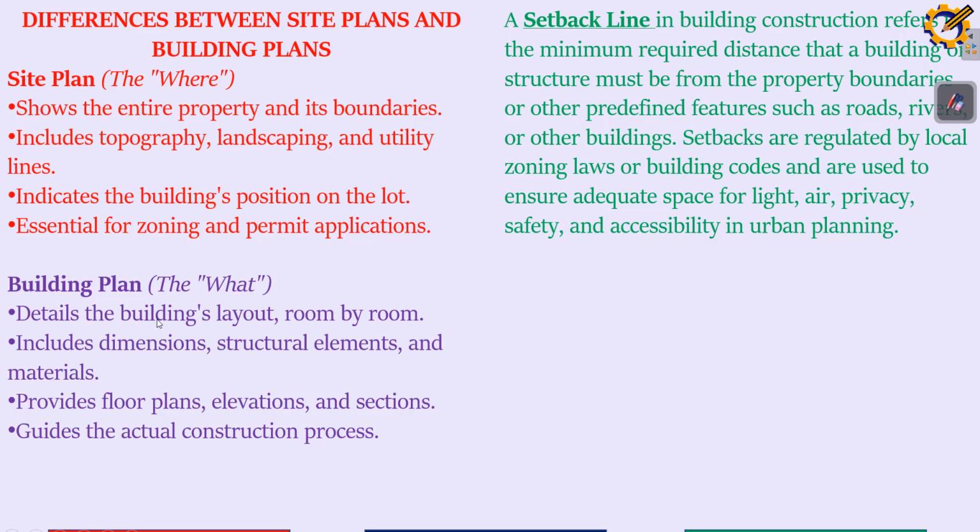So the building plan shows the building's layout, room by room. So I want my room to be king size. I want the kitchen to be like this. I want it to be as big as this. Here you get all the features on the inside. So a building plan shows the building layout room by room, including dimensions, structural elements, and materials. For the floor, they should use this and so. For the wall, they should use this and so. So the building plan provides the details to all of those. It also provides floor plans, elevations, and sections, as I explained in the previous slide. So it guides the actual construction process.